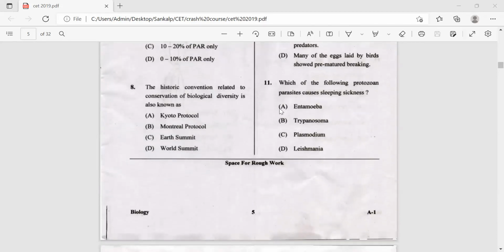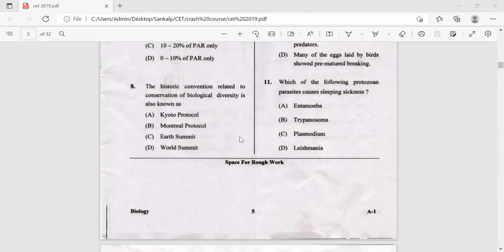Which of the following protozoan parasites causes sleeping sickness? Option A, Entamoeba. Option B, Trypanosoma. Option C, Plasmodium. Option D, Leishmania. The first right answer is given by Janvi as B, Navya as B, Kirtana voted as B. Vani KS voted as B, Sindhu voted as B. The right answer for the 11th question is Trypanosoma. All of you answered it correctly. Option B, that is Trypanosoma. Good. The next question.